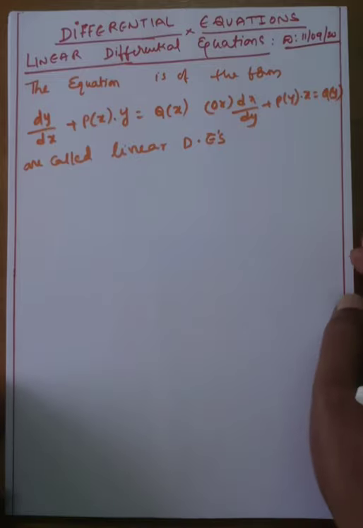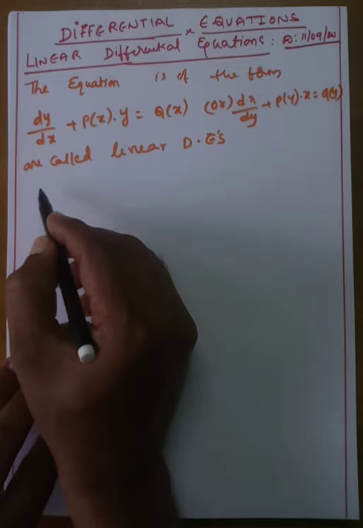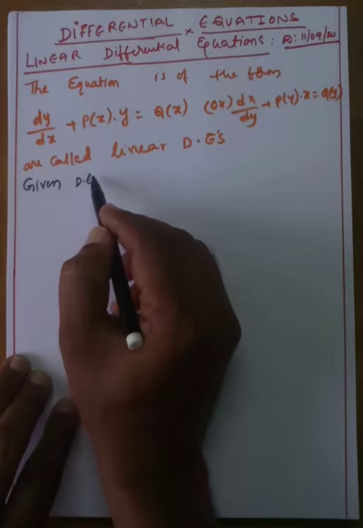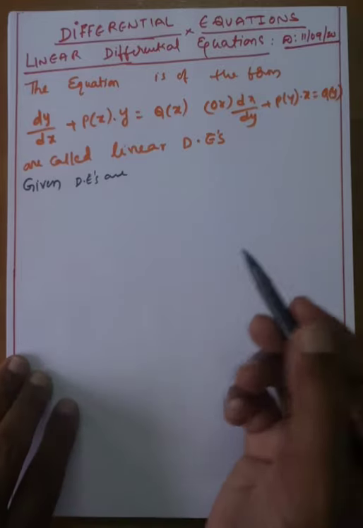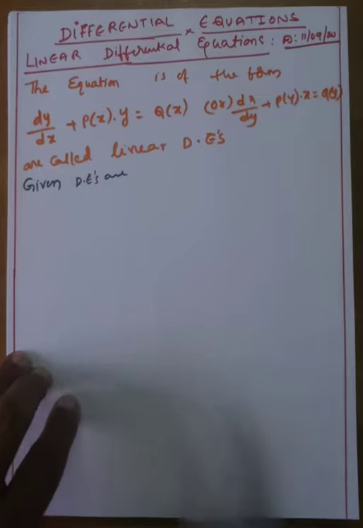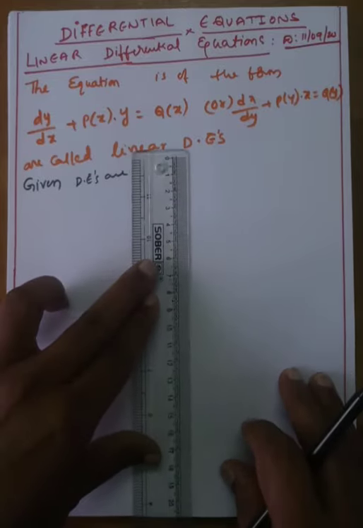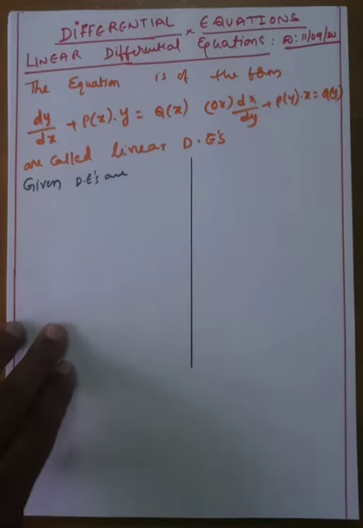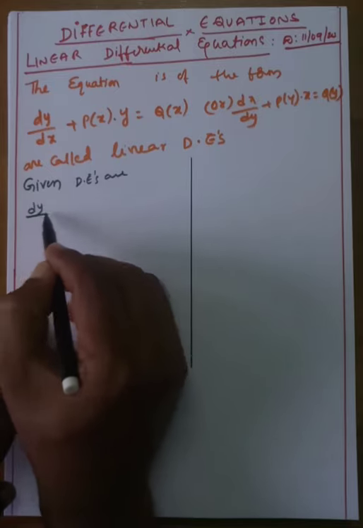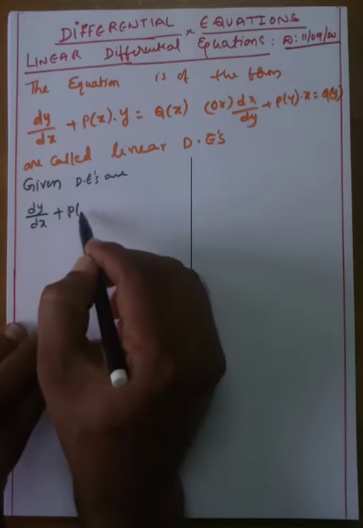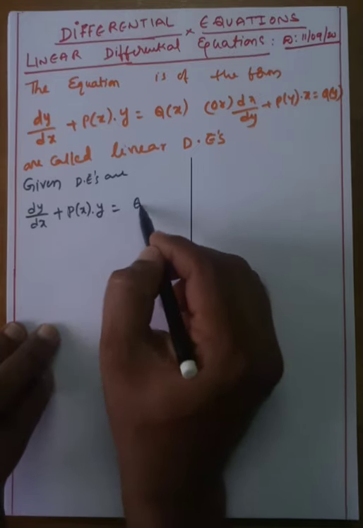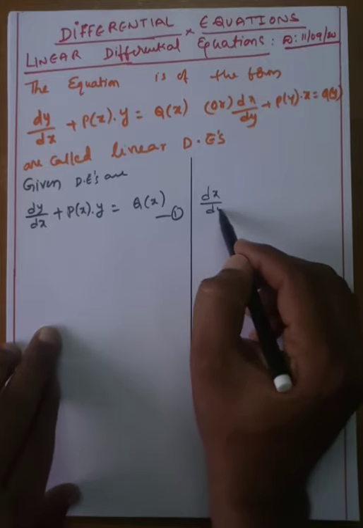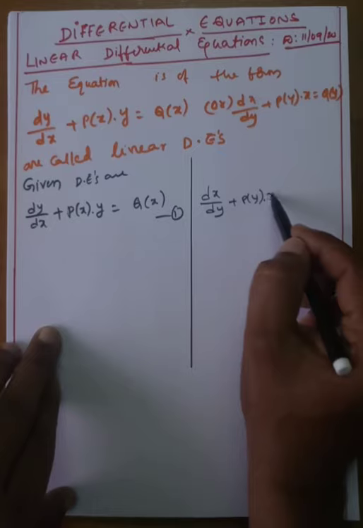Okay, now the given differential equations are, observe that carefully. Now I will explain those two. Don't get excited and don't get confused. First one, dy by dx plus p of x into y is equal to q of x. Okay, my dear, this is equation number one. Second one, what is this type? dx by dy plus p of y into x is equal to q of y.